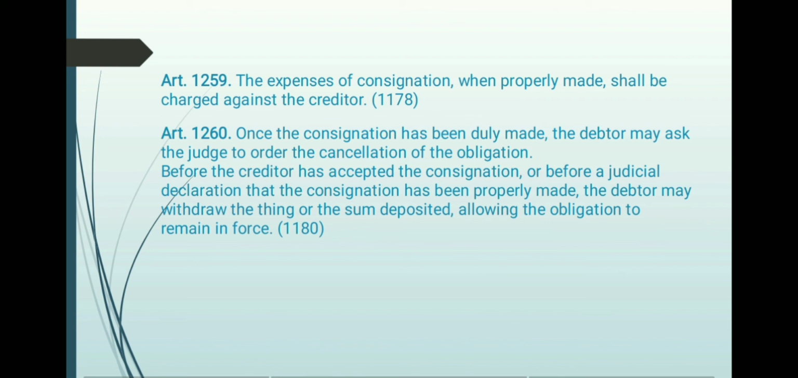Article 1260. Once the consignation has been duly made, the debtor may ask the judge to order the cancellation of the obligation. Before the creditor has accepted the consignation, or before a judicial declaration that the consignation has been properly made, the debtor may withdraw the thing or the sum deposited, allowing the obligation to remain in force.